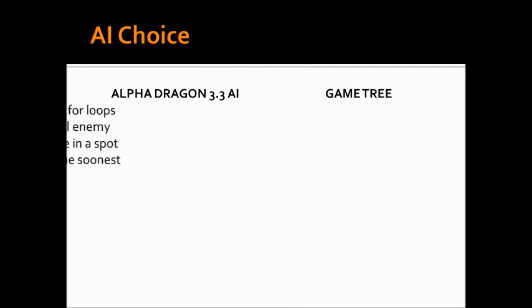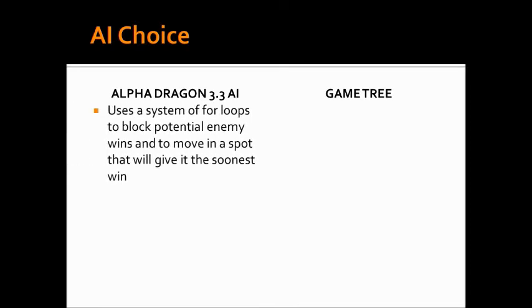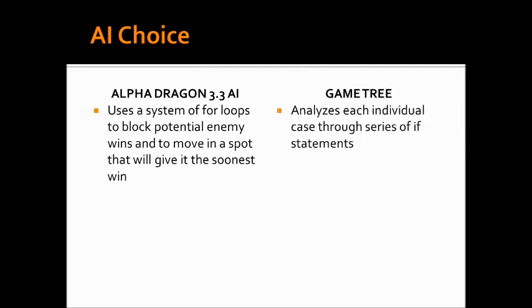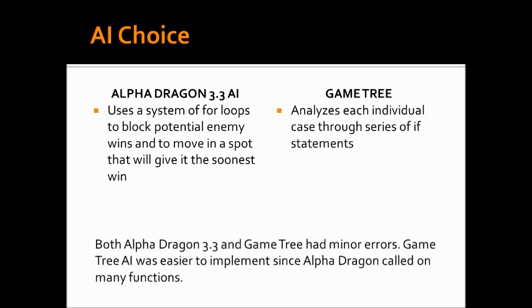Now let's look at our AI choices. Our first choice is Alpha Dragon 3.3, which came from my previous group. The second choice we had is the game tree, which came from Alice's previous group. Alpha Dragon uses a system of for loops to block potential enemy wins and to move in a spot that will give it the soonest win. Meanwhile, game tree analyzes each individual case through a series of if statements.